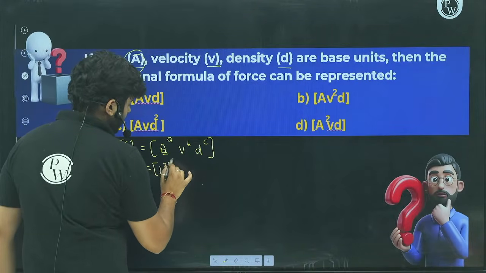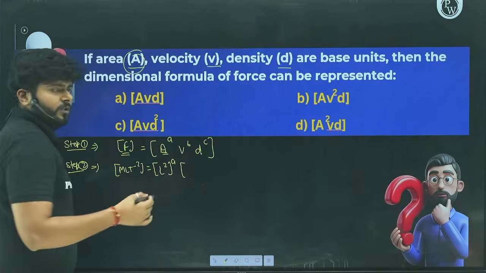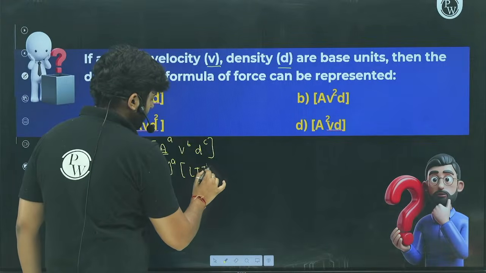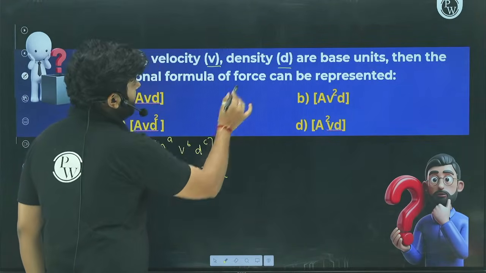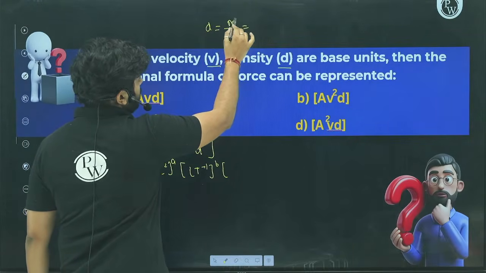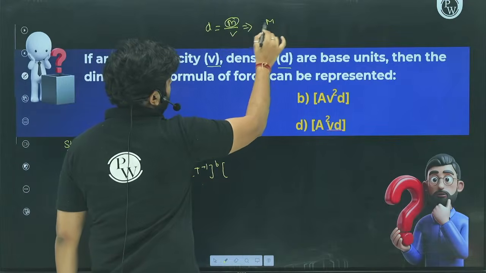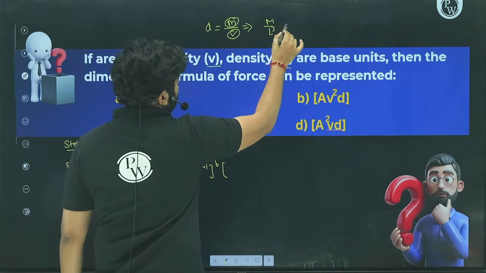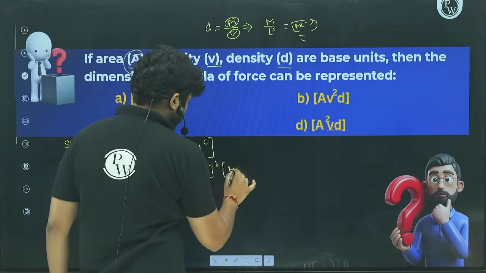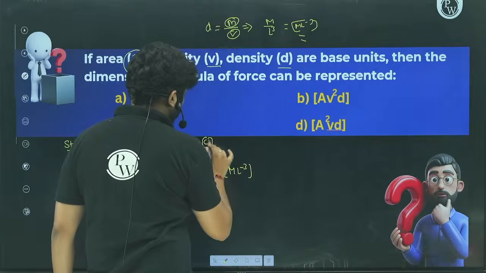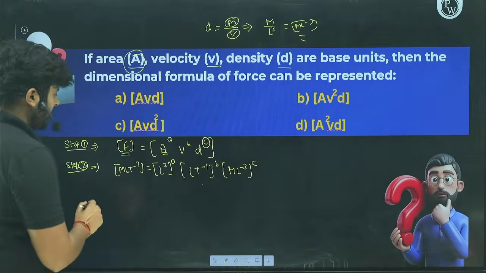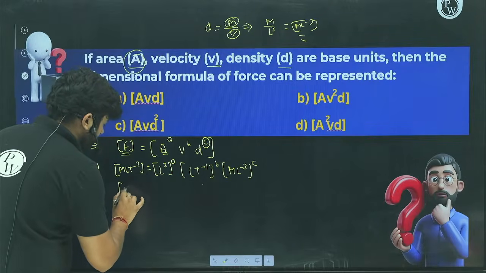And the dimensional formula for velocity V is LT minus 1, and the power is B. And D is density. Density is mass per unit volume. For mass the dimensional formula is M, and for volume it is L3. So ML minus 3 is the dimensional formula for density, and the power is C. I believe the idea is very clear, so now you can further solve it.